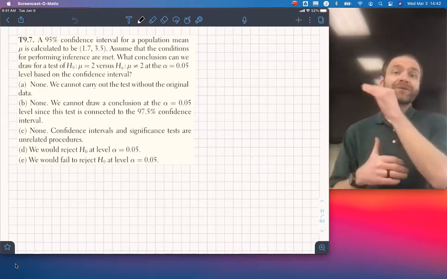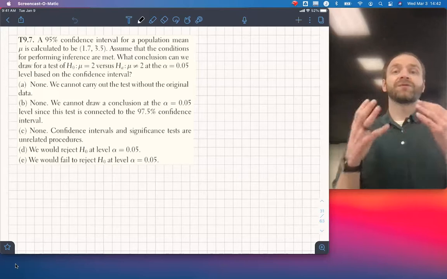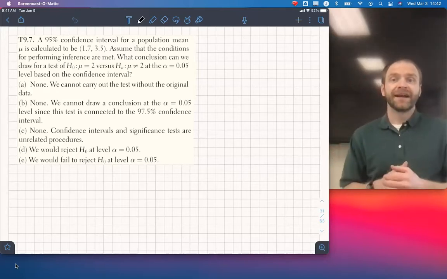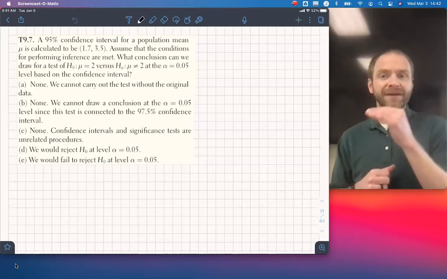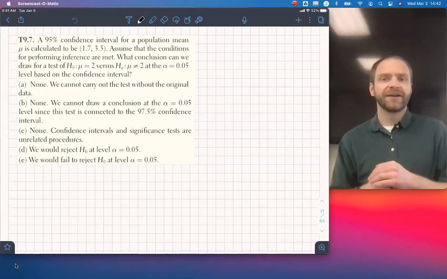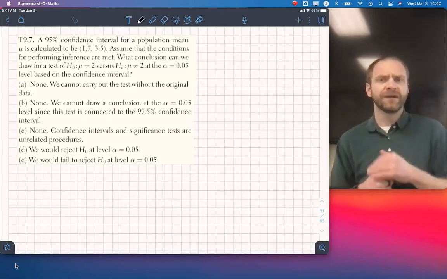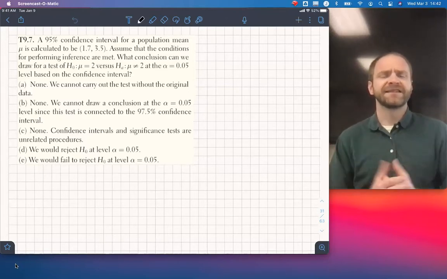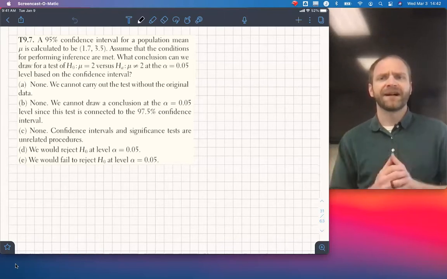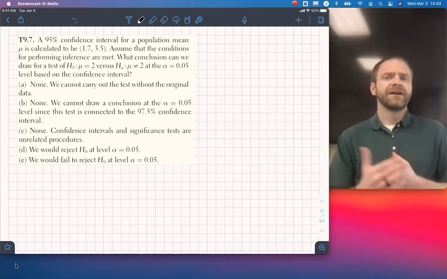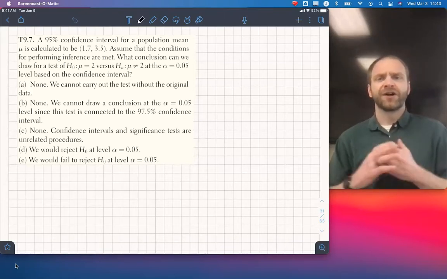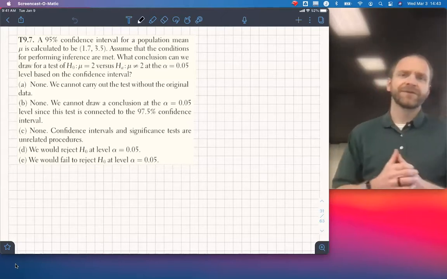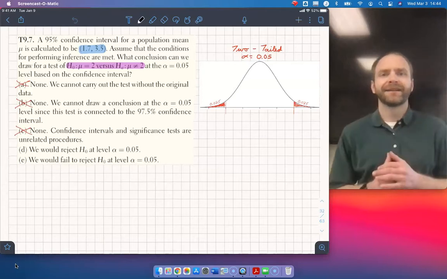So again, I have to read these choices and not just find out which one's the right answer, but which ones are not the right answers, which ones are the tricks. And so when I read these, notice A, B, and C: none. We cannot carry out the test without the original data. None. We cannot draw a conclusion at the 0.05 alpha level since this test is conducted at a 97.5% confidence interval. None. The confidence intervals in significance tests are unrelated procedures. I mean, look at that. None, none, none. Do you know what's interesting about those three choices, though? I can eliminate them right away.